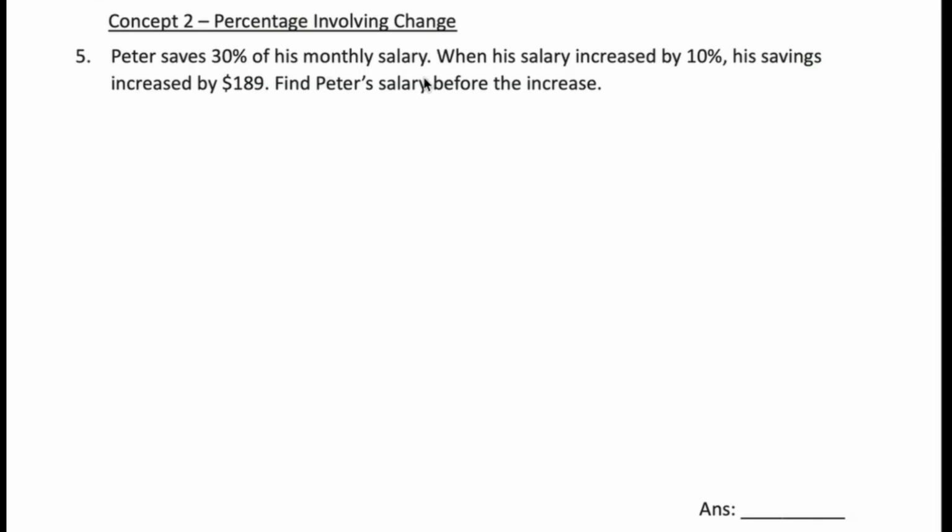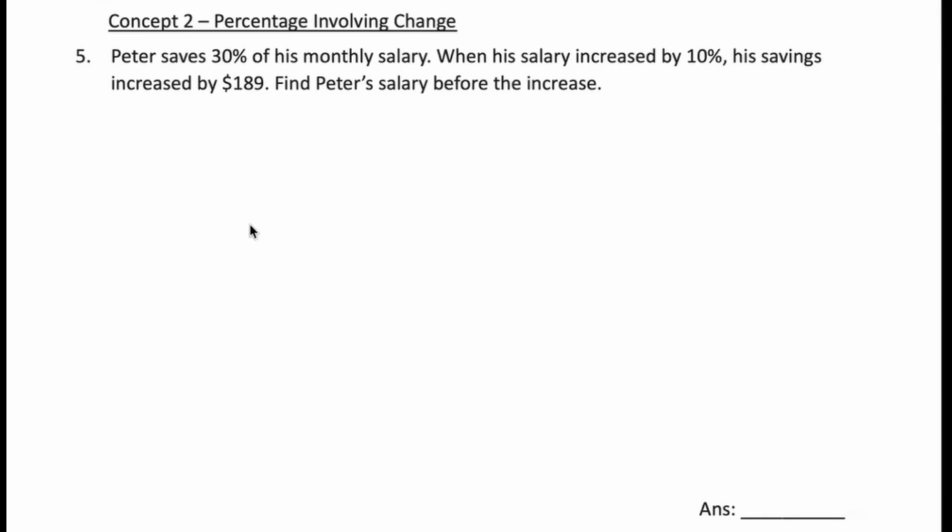Okay. So if your salary is $100, you'll save $30. If it's $1,000, you save $300. So regardless of the value of his salary, he will save 30% of it. Okay. Now his salary changed. His salary changed to plus 10 more percent. Changed to 110%. Because his salary increased by 10%, his savings also increased by $189.